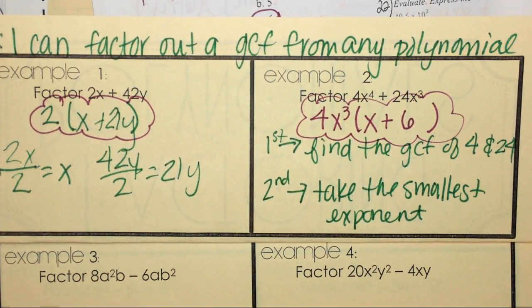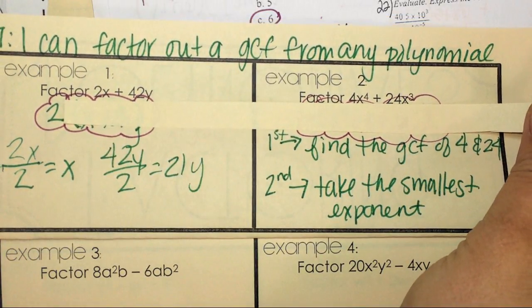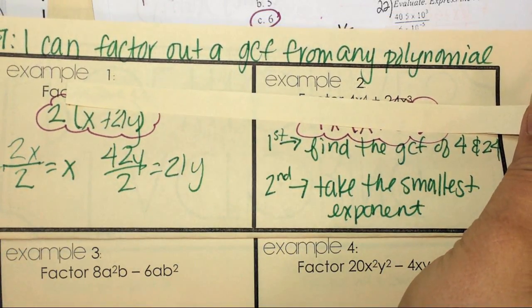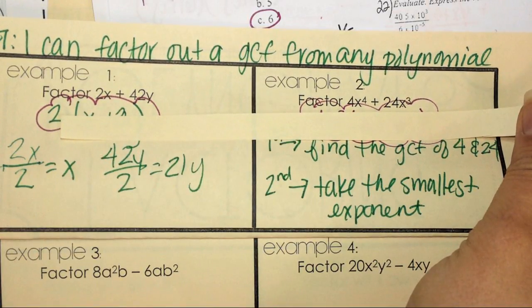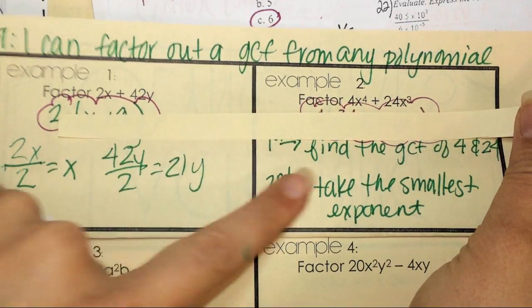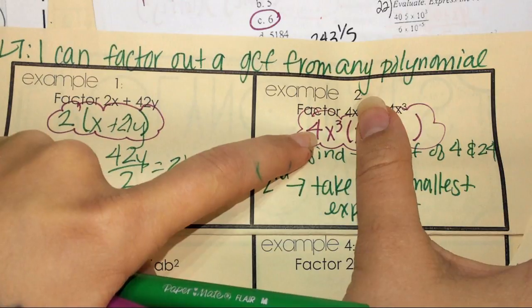The first thing we did was we looked at 4x to the 4th plus 24x cubed. And we said, what's the biggest number that goes into both 4 and 24? So the biggest number that divides into both of those is 4. That's what we did right here. That was step 1. So we wrote down 4.